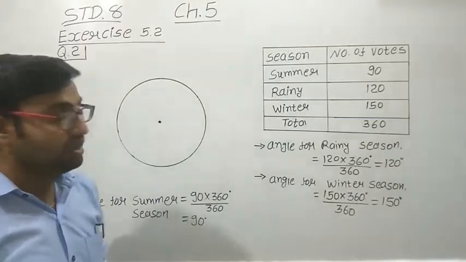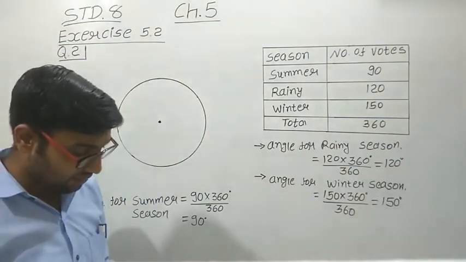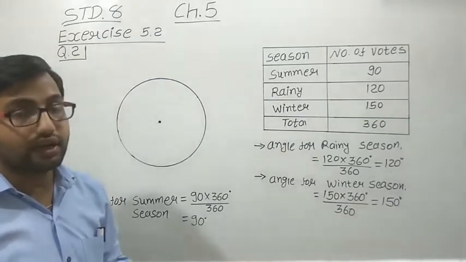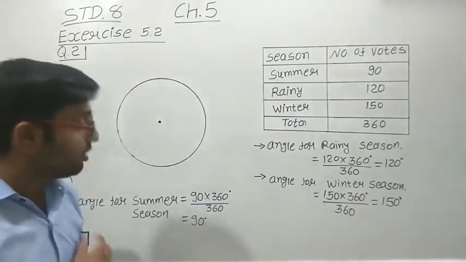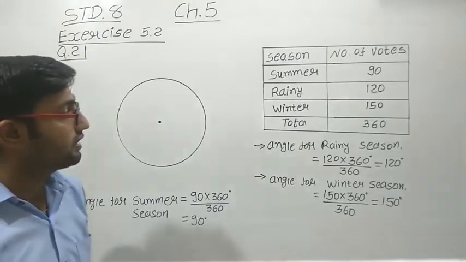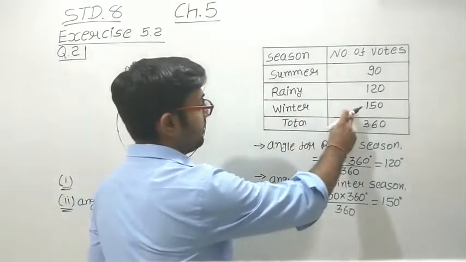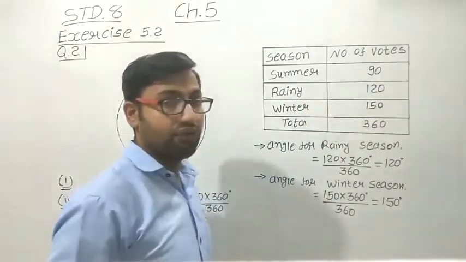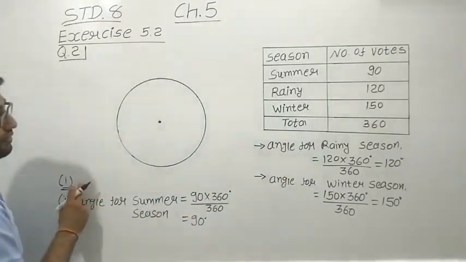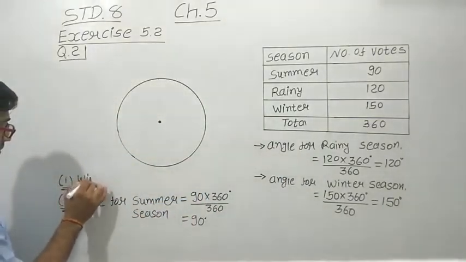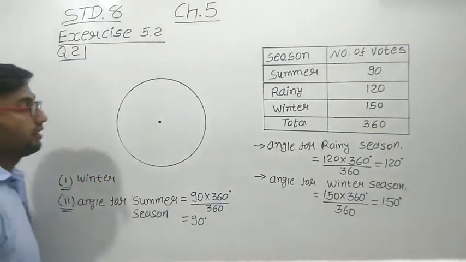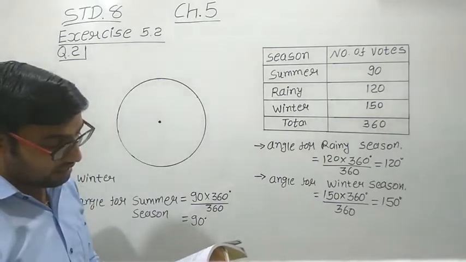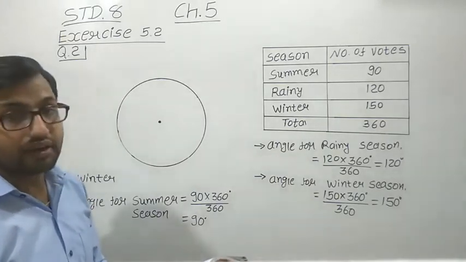Now some questions are asked here. The first question is, which season got the most votes? See, which number is greater: winter, rainy or summer? Winter, right? Because it gets 150 votes. So the answer to the first question is winter. Okay, the second question is, find the central angle of each sector.